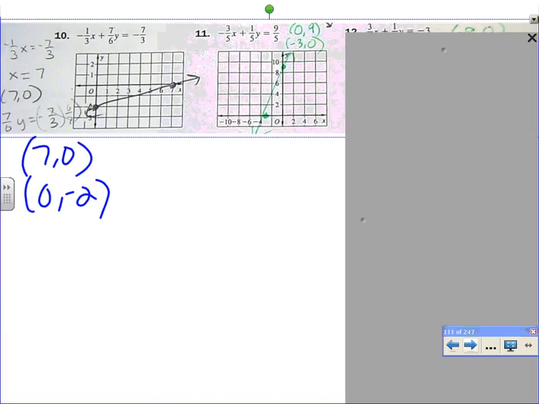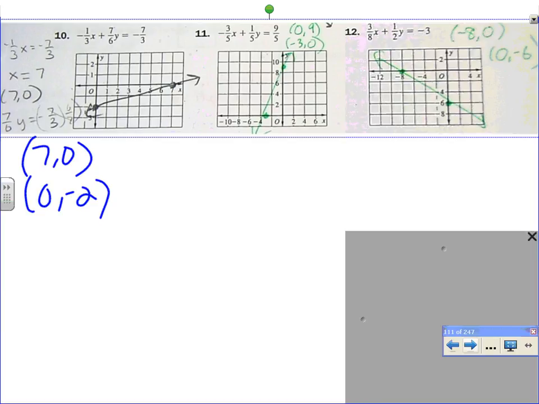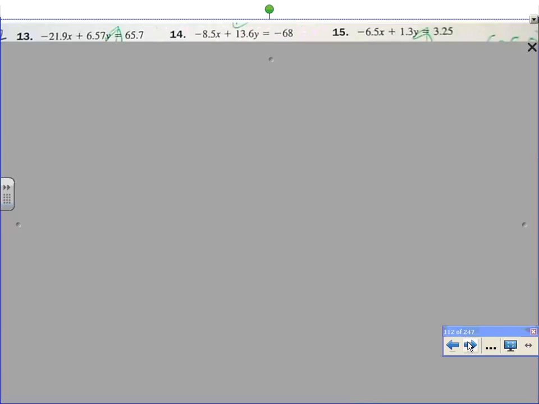0, 9, negative 3, 0, and 12. Kevin. Y equals negative 6 and x is negative 8. So number 12 is negative 8, 0, and the y-intercept is 0, negative 6. Number 13. Amberly? X is negative 3, 0, y is 0, 10.